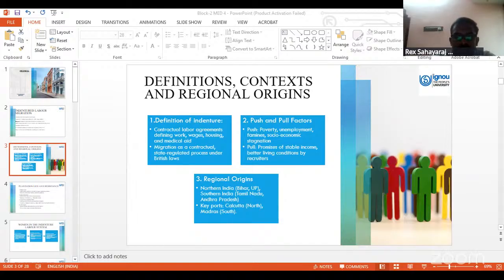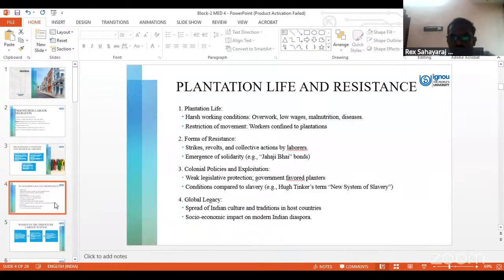So people, due to poverty, famine, disease, or a declining health system, were moving. They wanted to move, and you have these reasons and the main features of internal labor migration. That we need to discuss further. And when you say plantation life and resistance, when you say plantation life, there is a harsh working condition.